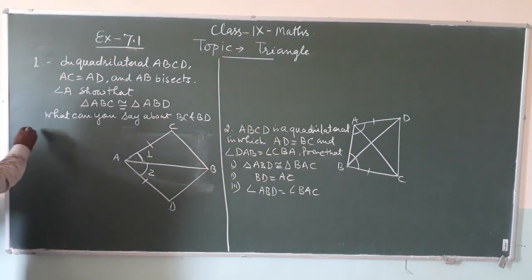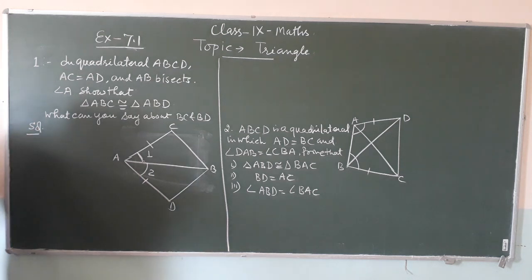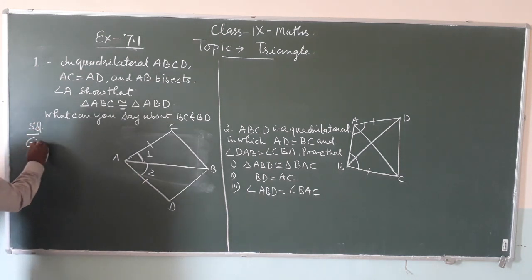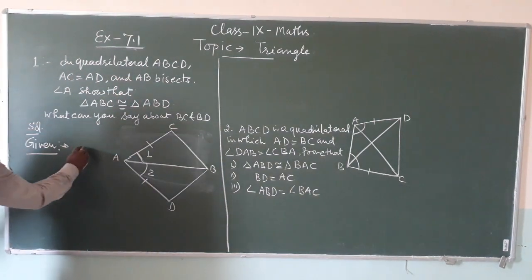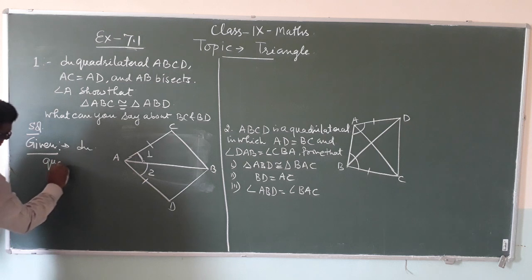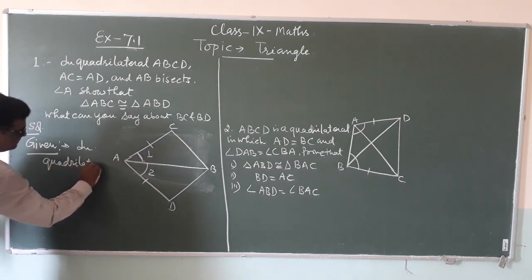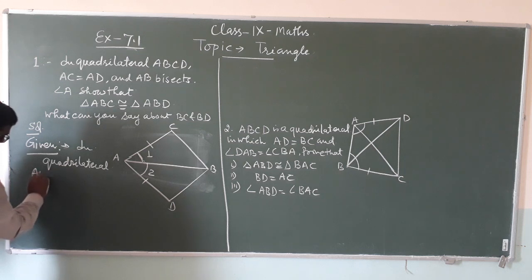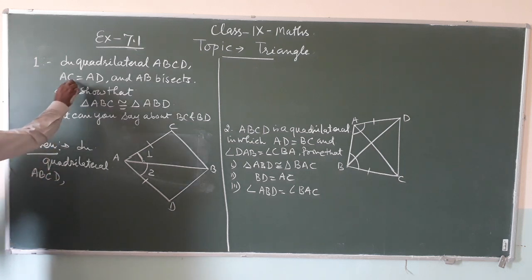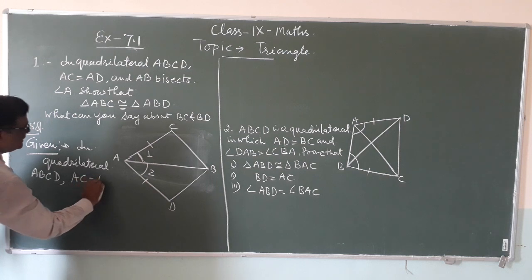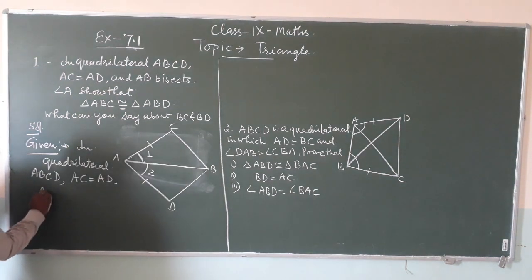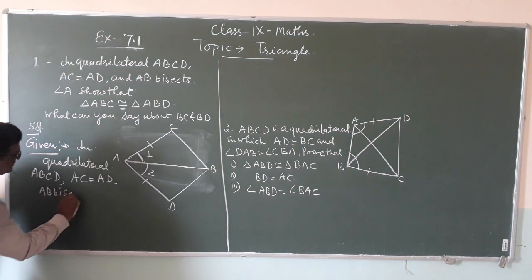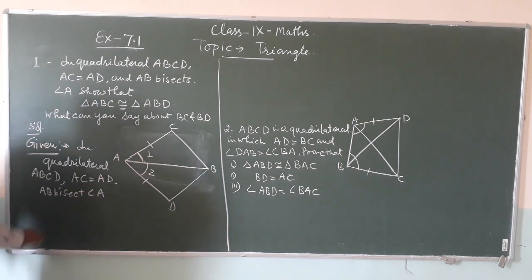First of all, in the solution we have to write given. In this type of question, first we write given: in quadrilateral ABCD, AC is equal to AD and AB bisects angle A. And what is the proof?